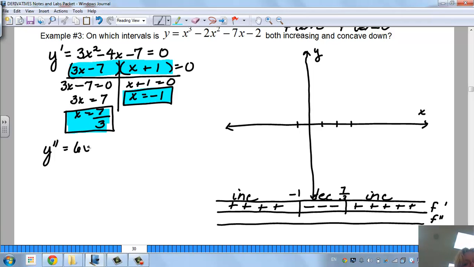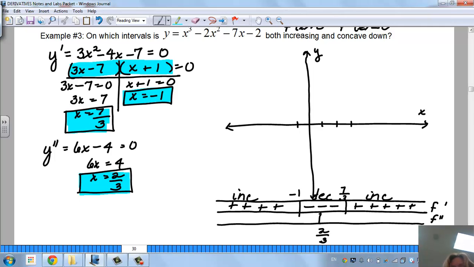So that would be 6x minus 4. 6x equals 4. x equals 2/3. So I just found where this changes concavity, at x equals 2/3. And 2/3 is going to be about right in here.